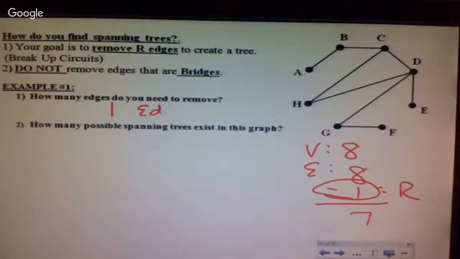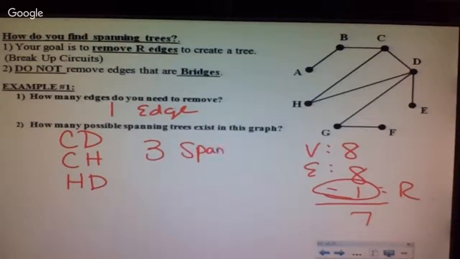1 edge. Okay, so now there are several different ways that I can get rid of that circuit. I heard somebody say I can remove edge C to D. What else could I remove? I could remove H to C or C to H. And then H to D. So this means I have 3 spanning trees in this picture. I could remove any one of these 3 edges from this circuit to create a tree.